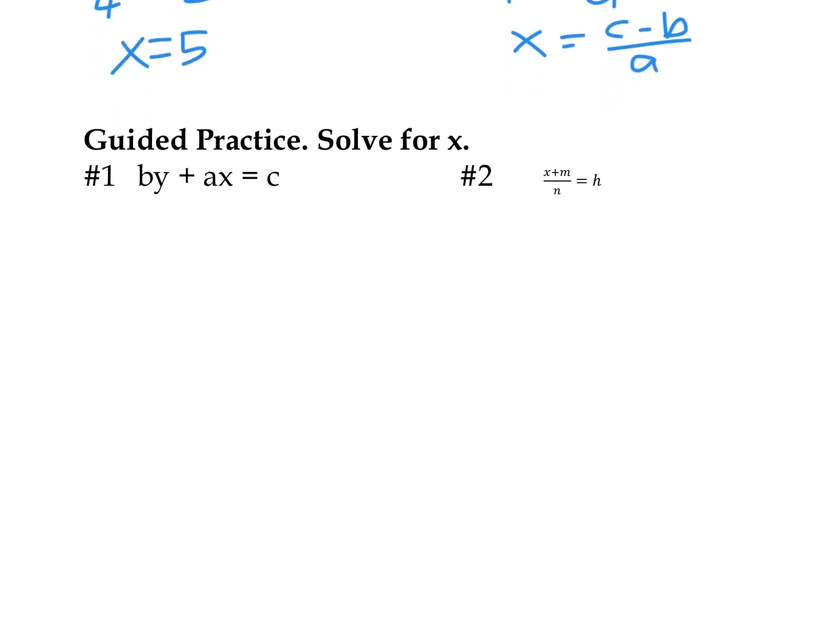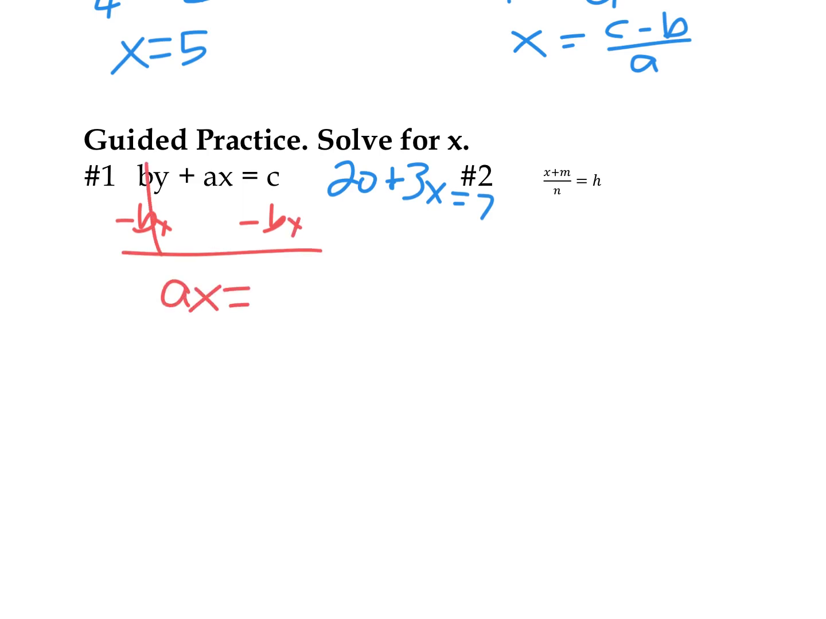So if we look at our next problem, we're going to solve these for x. We're trying to get this x by itself. If it helps, you could take this and say, what would I do if there were numbers there? What would I do if it was, let's say, 20 plus 3x equals 7? Well, I would subtract the 20 on both sides. So in this case, I'm going to subtract the by on both sides, just like I would anyways. So I'm going to have ax equals c minus by.